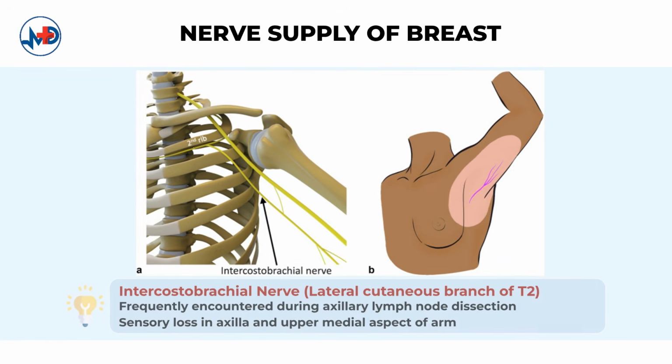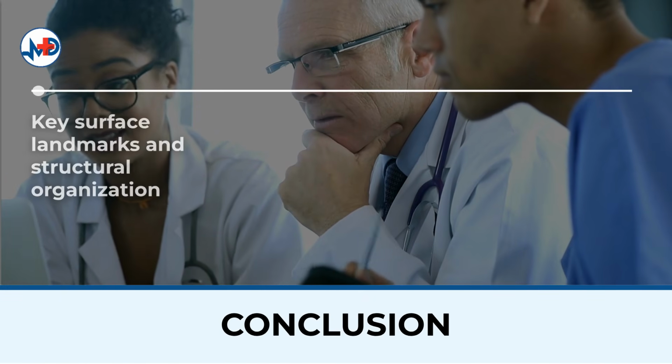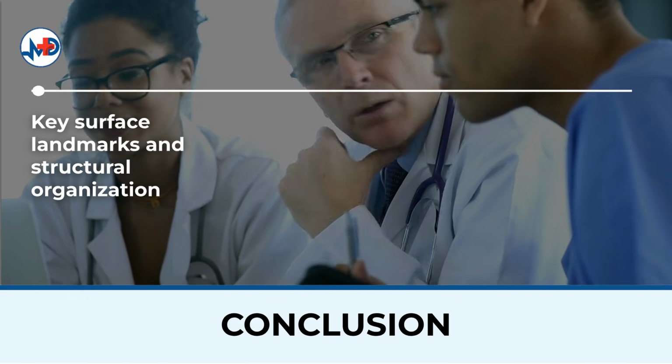The intercostobrachial nerve, often the lateral cutaneous branch of the 2nd intercostal nerve, T2, is frequently encountered during axillary lymph node dissection. If damaged, it can lead to sensory loss or uncomfortable dysesthesia in the axilla and the upper medial aspect of the arm.